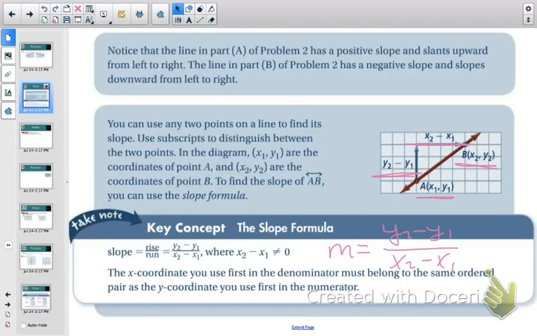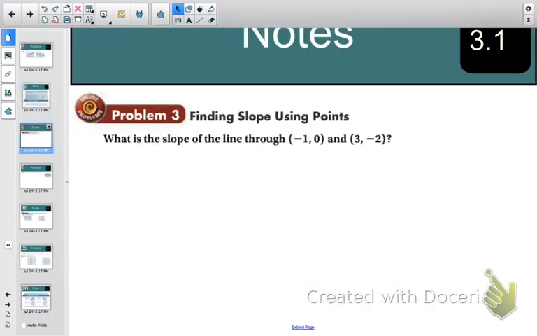Okay, and again, it doesn't matter which point you choose for x1 and y1, as long as you keep them on top of each other. So the x2 and the y2 go together, x1 and y1 go together. Okay, so that's our slope formula. Make sure you know that. Slope formula, it's an important one to remember. So subtract the y's on top, subtract the x's on bottom. So now if we use that for this, I'm going to call this my x1, y1, x2, y2. And then to find my slope, I just subtract. So I'm going to do y2 minus y1 over x2 minus x1.